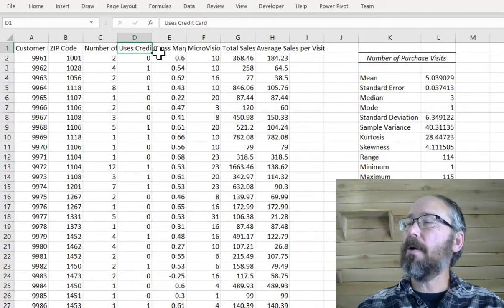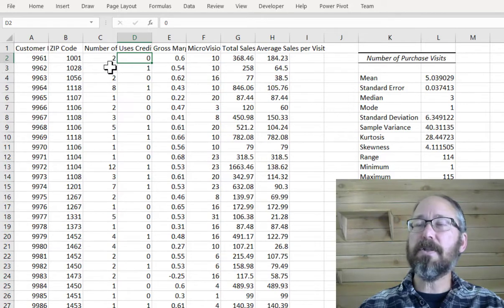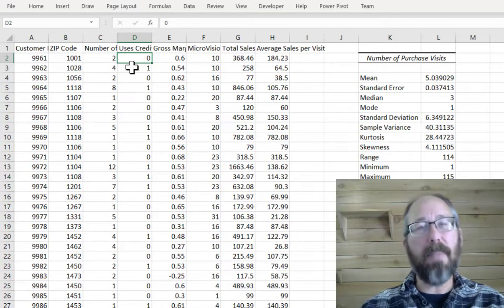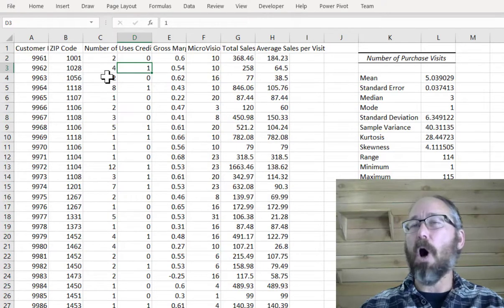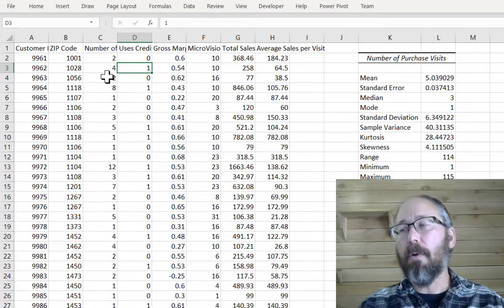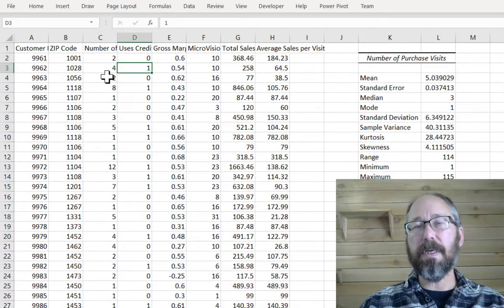Okay, and then we have uses credit card. A 0 means they don't, a 1 means they do. But again, we're going to have to make some assumptions here. In the first row, they had 2 visits, so did they use cash on both visits? That would make sense. But what about this one? Uses credit card. They have 4 visits. Did they use a credit card on all 4 visits, or did they just use a credit card once? We don't know. We would need to get that information clarified so that we could better use this data.